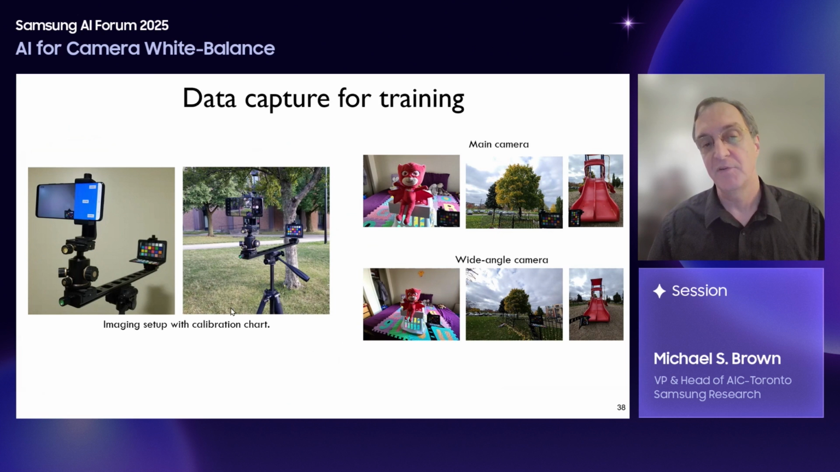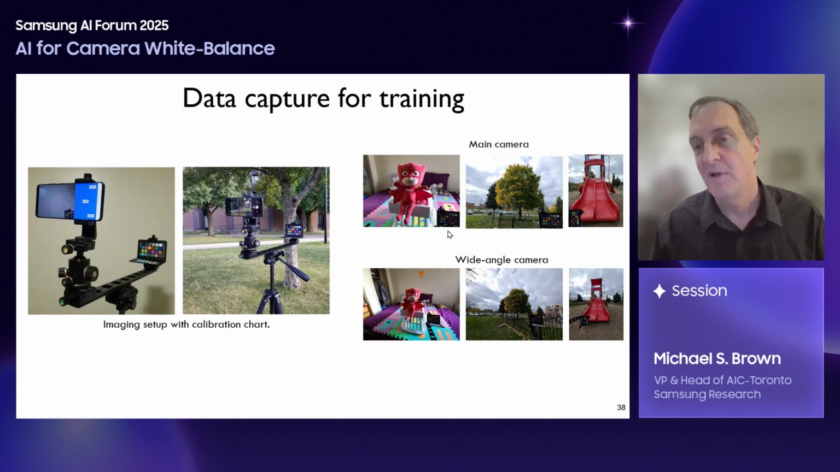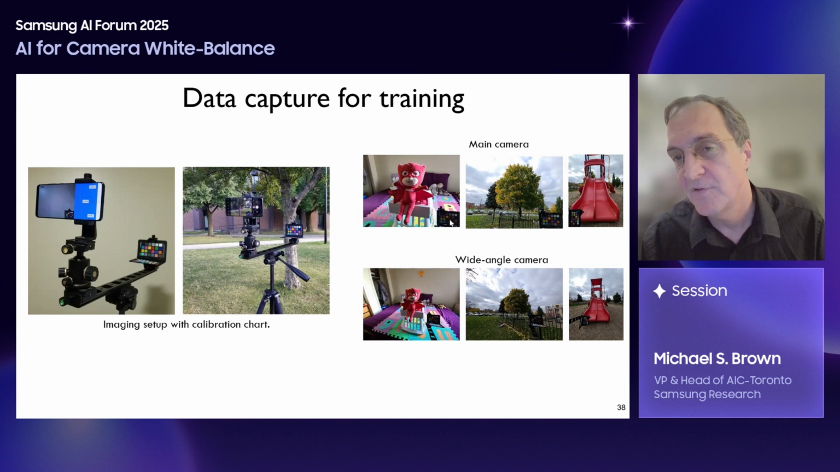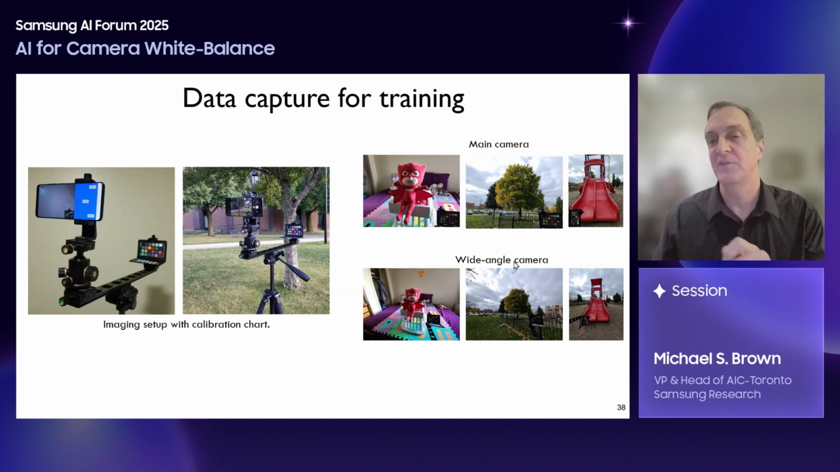So we built this little setup where we put a color chart, a calibration pattern on this pole, and we would go out and take images. So this would be your main camera at the wide angle. And I know it's a little bit hard to see here, but you can see this is the color chart, and here's the color chart. Same here. So this gives us the ability to ground truth, to know what the illumination is in both of these images.